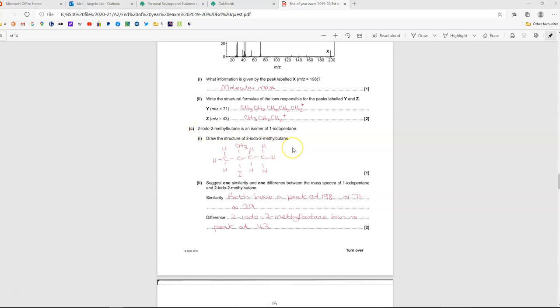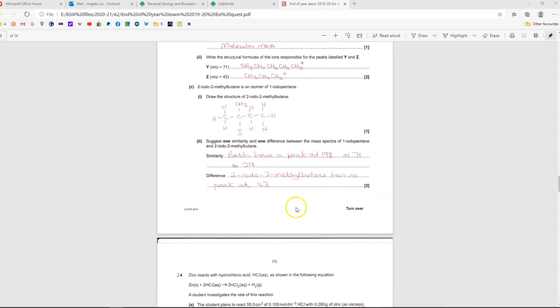Okay, we've got an isomer of 1-iodopentane, and you're asked to draw the structure of it. So hopefully that wasn't too difficult, and I think most people got that right. One similarity and one difference in the mass spectra of these 2 compounds. So the 2-iodo-2-methylbutane will not have a peak at 43, but they will both end up with the same molecular ion, won't they? Because they've got the same formula. So that would be the easy answer for the similarity part of the question.